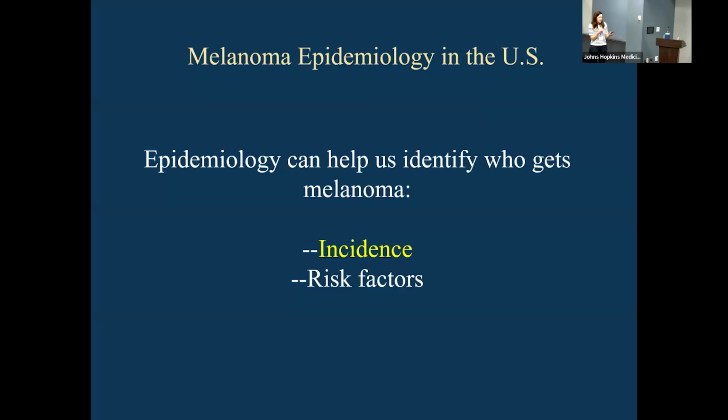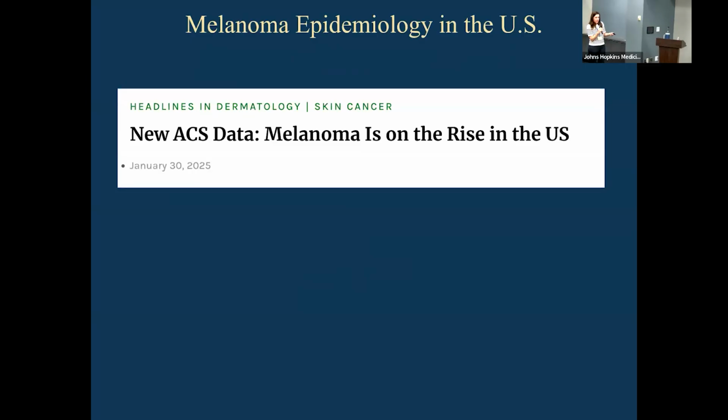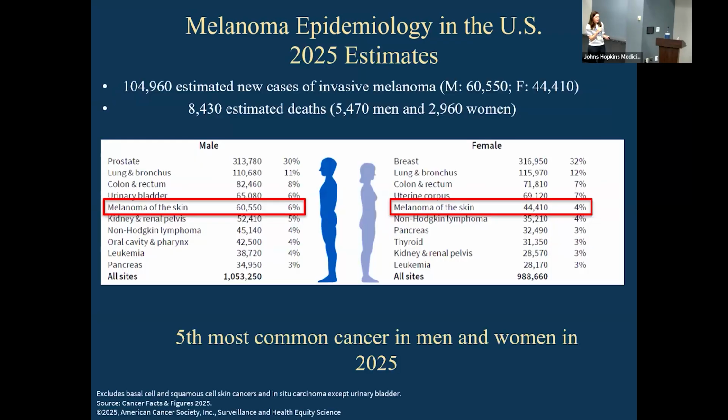So if we start looking at incidence of melanoma in the US, a lot of our data come from large database studies, including the National Cancer Institute's Surveillance Epidemiology and End Results Study, which is called SEER, and also the American Cancer Society. So we see that melanoma has actually been increasing in incidence over the last many years. It was stabilizing, but it looks like it's still continuing to rise.